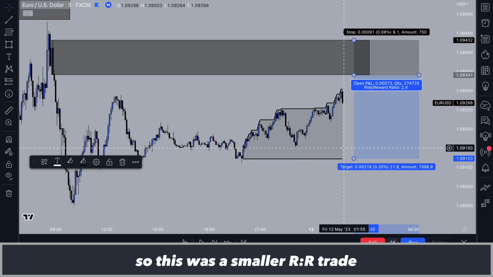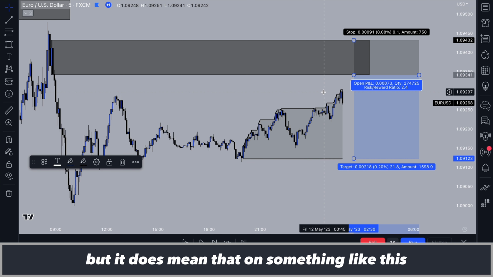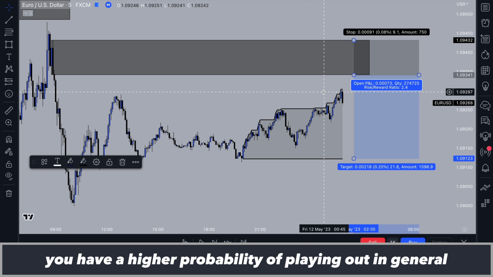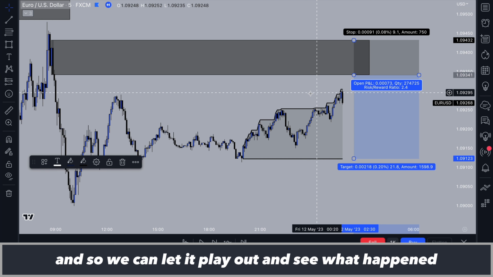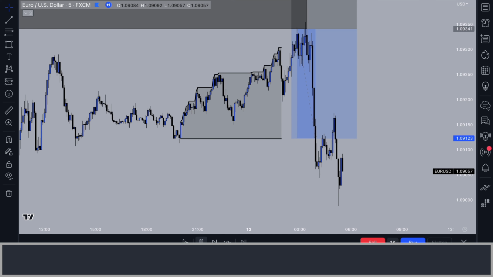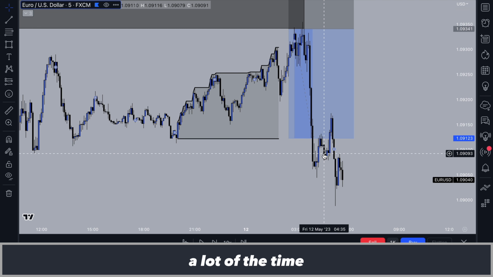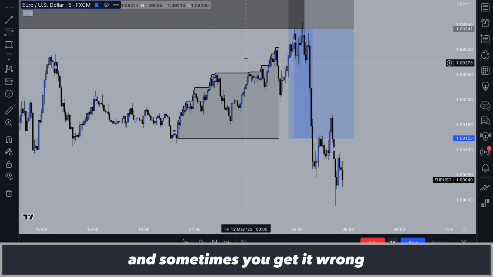So this was a smaller risk reward trade, only a 2.4% win, but it does mean that on something like this you have a higher probability of playing out in general, and so we can let it play out and see what happened. We got tapped in, and then again shot down. So it's something you see a lot. Once you get tapped into the trade, it does just shoot down in your direction a lot of the time, not all the time obviously, and sometimes you get it wrong.